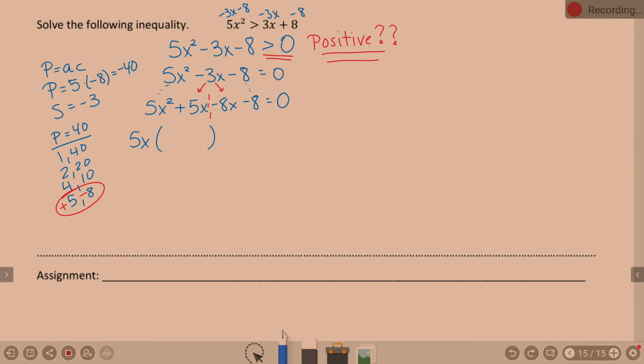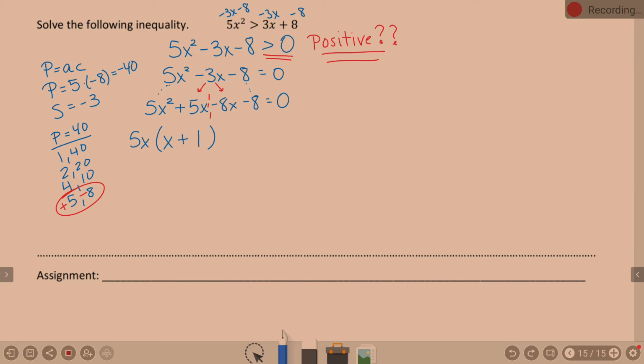So we put the 5x out front. 5x squared divided by 5x is x, right? 5 divided by 5 is 1, x squared divided by x. Remember, you're subtracting exponents here, so 2 minus 1 makes it x. Plus 5x divided by 5x, 1.